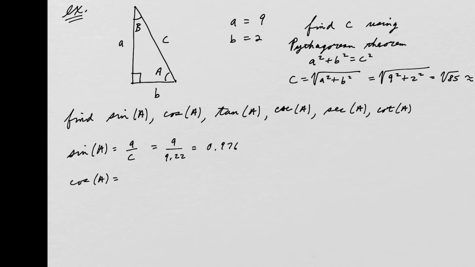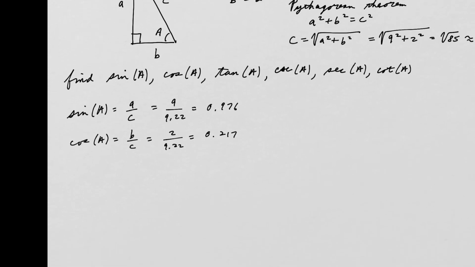Okay, then cosine of angle A. Well, cosine is going to be adjacent over hypotenuse, so that's b over c. In this case, it's 2 divided by 9.22, and that's equal to around 0.217. Then tan of angle A, well, that's going to be opposite over adjacent, right? TOA, so a over b. So that would be 9 over 2, which is 4.5.